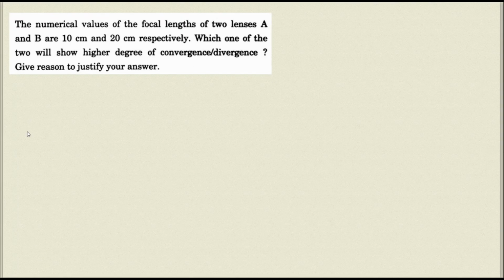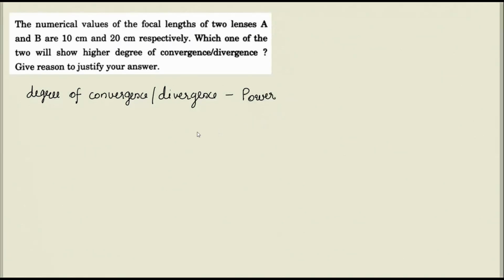The numerical values of the focal lengths of two lenses A and B are 10 centimeter and 20 centimeter respectively. Which one of the two will show higher degree of convergence or divergence? Give reason to justify your answer. Now, degree of convergence and divergence, what does that mean? Which quantity is represented as the degree of convergence and divergence of a lens? Yes, it is nothing else, the power of the lens. So we have to find which lens has greater power and then give the reason.